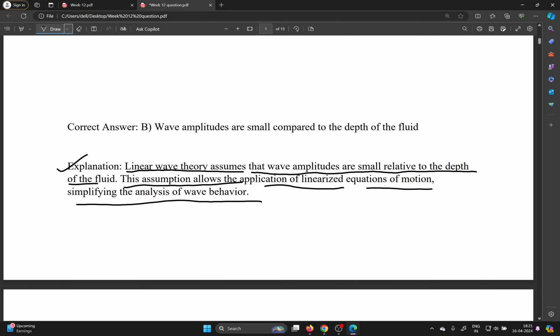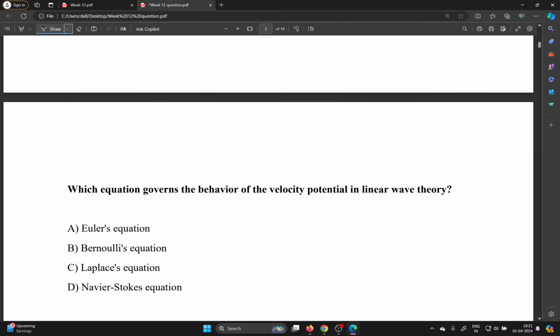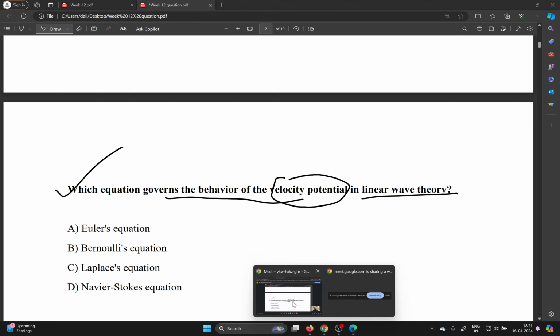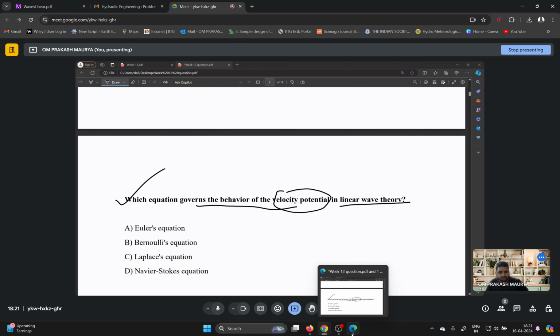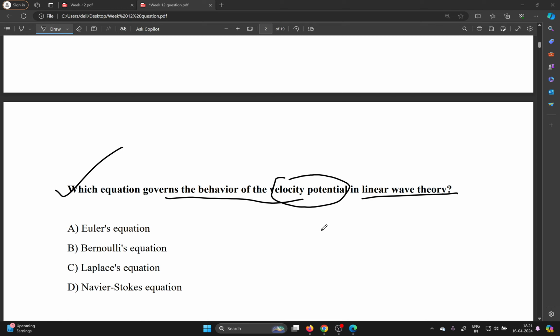Now moving ahead to the next question. The next question is about which equation governs the behavior of velocity potential. This is very important: velocity potential in linear wave theory. Anybody join? No one has joined still. Okay, we'll move ahead. So this is also very important. In linear wave theory, which equation governs the behavior of velocity potential? The options are Euler equation, Bernoulli equation, Laplace equation, Navier-Stokes equation.